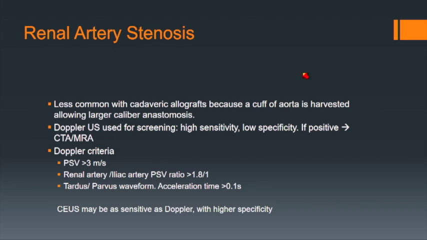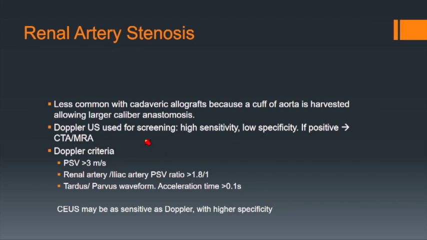So renal artery stenosis in the transplants. It is less common with cadaveric allografts because a cuff of aorta is harvested during a cadaveric transplant, allowing larger caliber anastomosis. Doppler ultrasound is essentially a kind of screening tool because it's highly sensitive for renal artery stenosis, but it tends to be less specific. So if you get a positive Doppler ultrasound finding, then the patient will proceed to CTA or MRA.